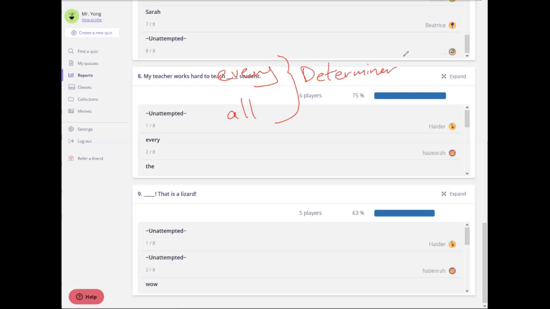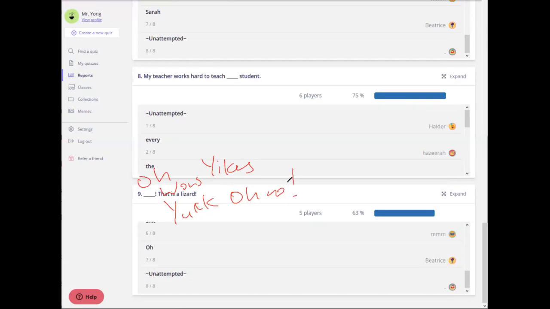So they determine what the noun is. And other determiners are the, and blank, exclamation mark. That is a lizard. So all of these are called exclamations. This is also part of English. And they have a very specific function. They express emotion like surprise, and that's why they're called exclamations.